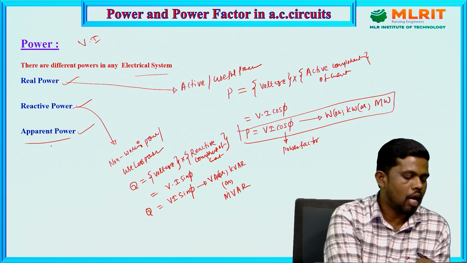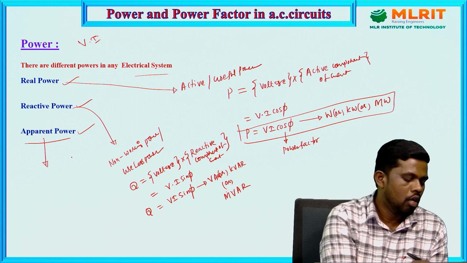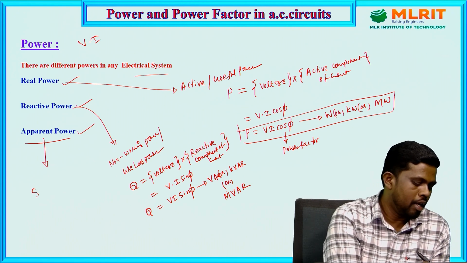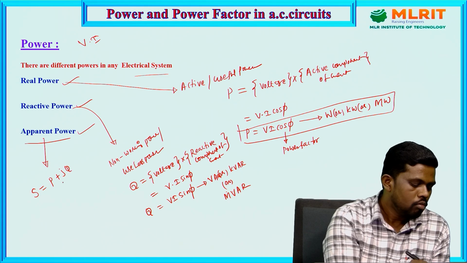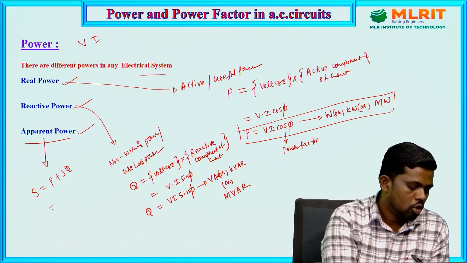The last one is apparent power. It is also called complex power or the total power of any system. It is represented by capital S. S equal to P plus jQ; both are vectors, so we can represent it in the P plus jQ form. If you find the magnitude of this one, capital S equals the square root of P square plus Q square.